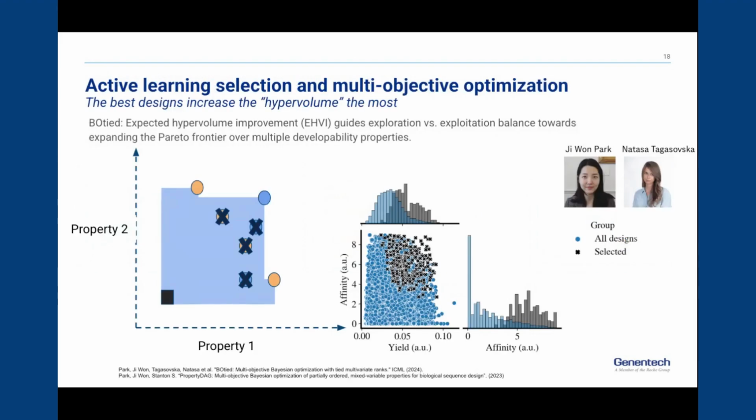In a very specific case of, let's say, looking at expression yield and affinity, or the KD values that we get from SPR measurements, you can see here, for example, the black points are the ones that improve the hypervolume in the second round of this iteration. The mathematics behind this optimization is described in these 2 papers, and it's great work by Jiwon and Natasha.